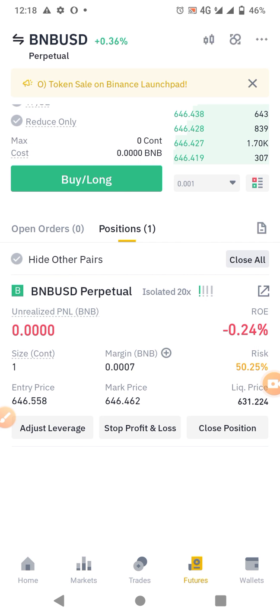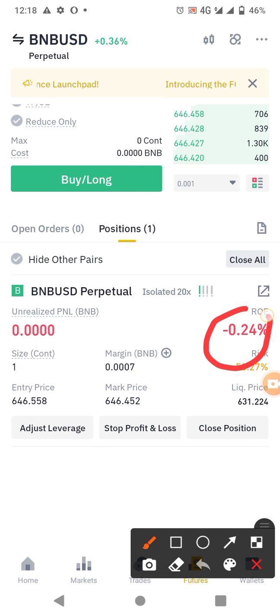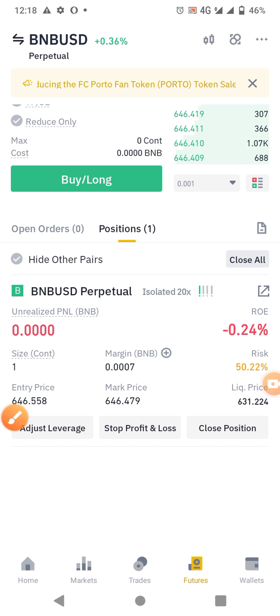So that means the amount of ROE that I'm seeing here before I close it will be the amount I will get, whether it is positive or negative.